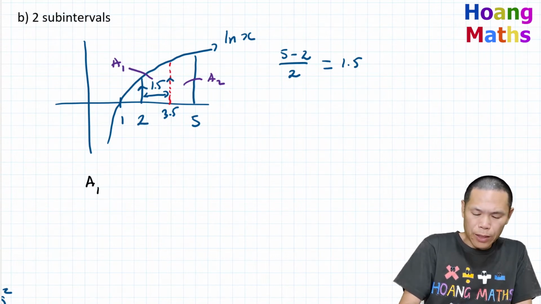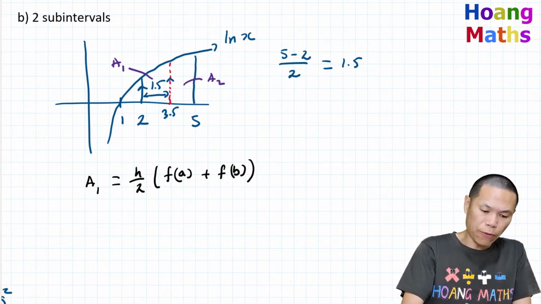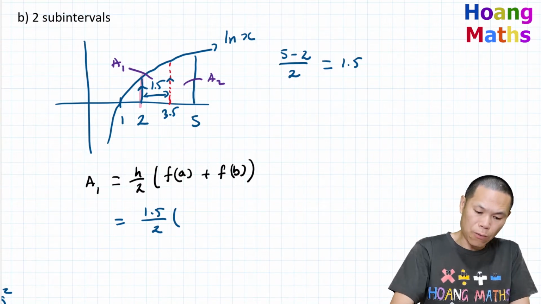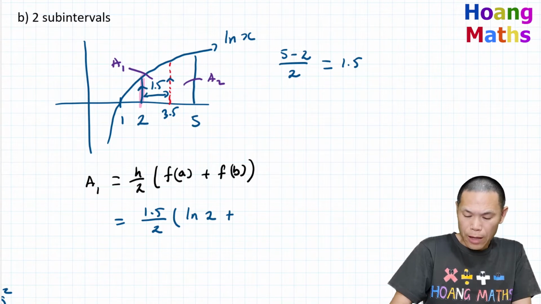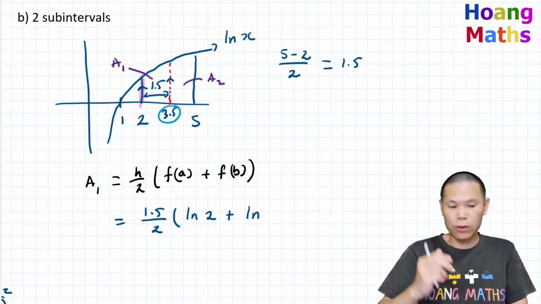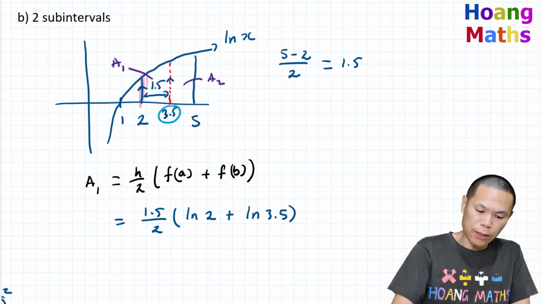So A1 is equal to h over 2, f of a plus f of b. So there you go. And the height is 1.5. So let me just write this down. 1.5 over 2, and f of a, a is 2 here. So the rule is ln of x, so ln 2. And we add f of b. So b is 3.5. So ln 3.5. So this will give us this area here.